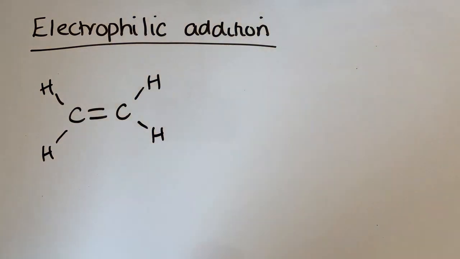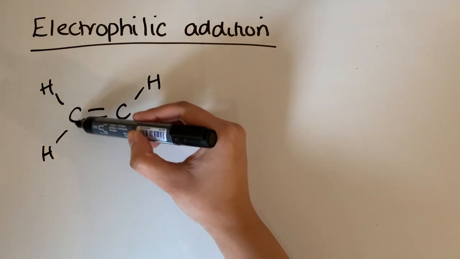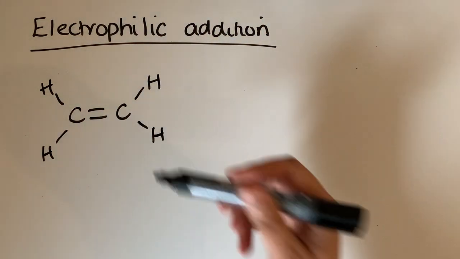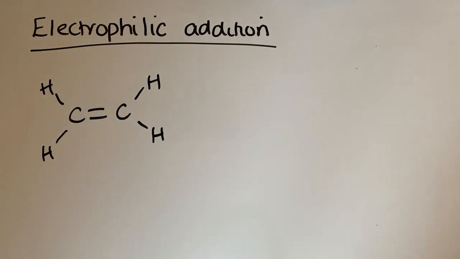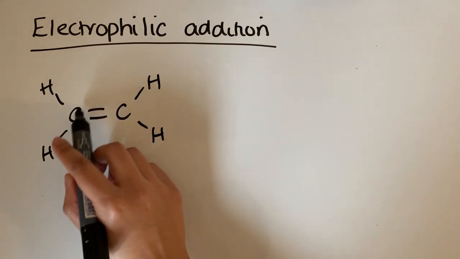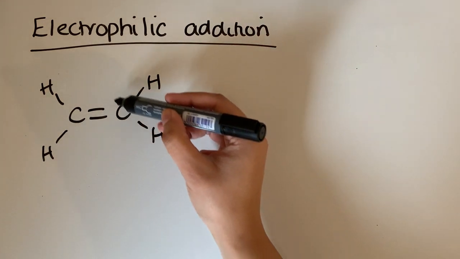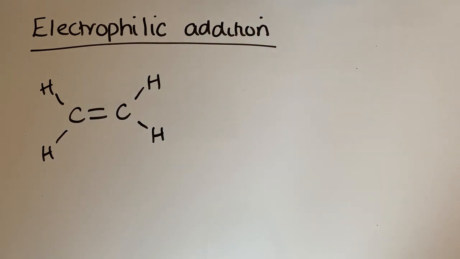In terms of our ethene molecule, we know that this part here is a sigma and a pi bond. This sigma bond has 2 electrons in it. The pi bond also has 2 electrons in it. So in total, there are 4 electrons being shared between these 2 carbons. So that means this area here is very electron rich. There's a lot of electrons here, and that means it is going to attract an electrophile. It's going to attract something that's electron deficient because it has a lot of electrons here.